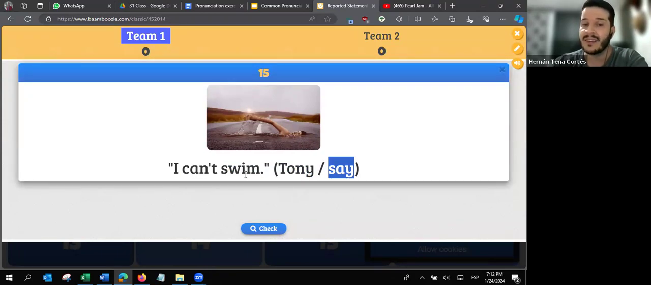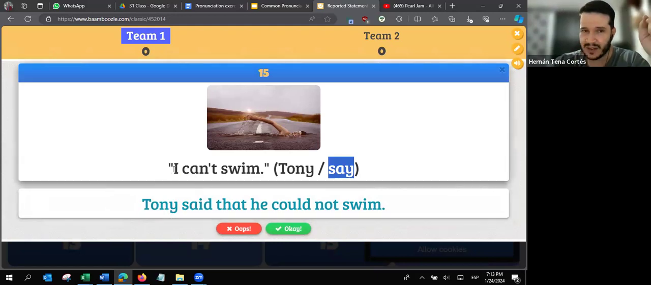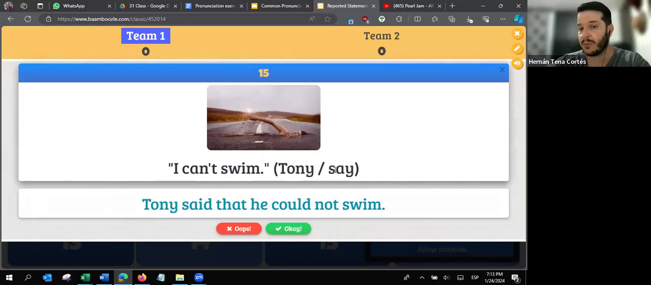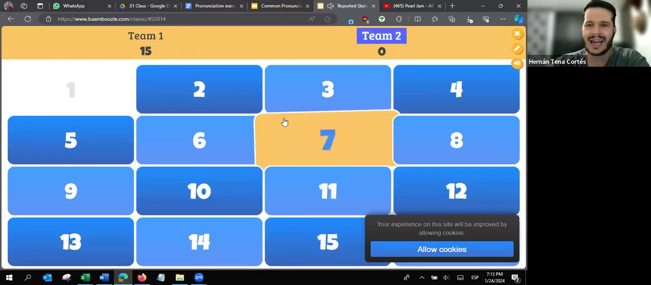Tony said he can't swim. Tony said he could not swim. Both are correct. You see how we do that? We take the sentence here and we use the subject and we use say or tell.